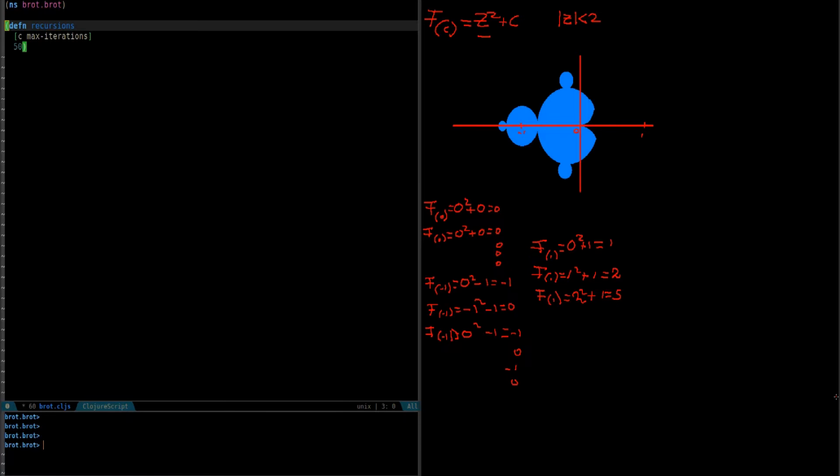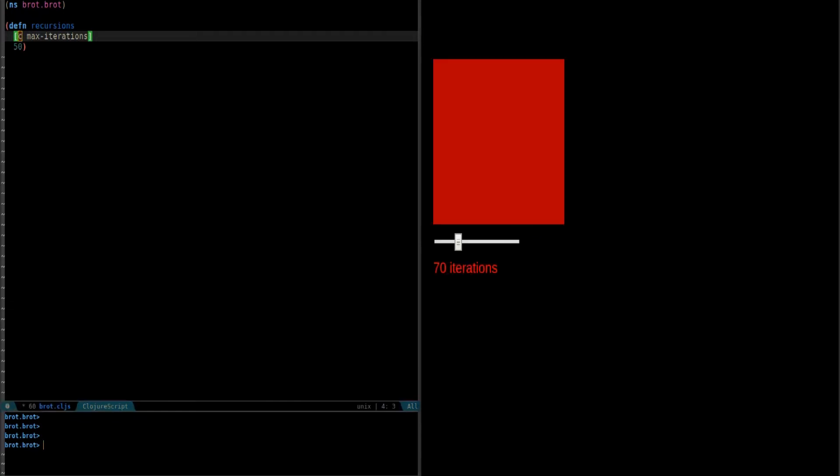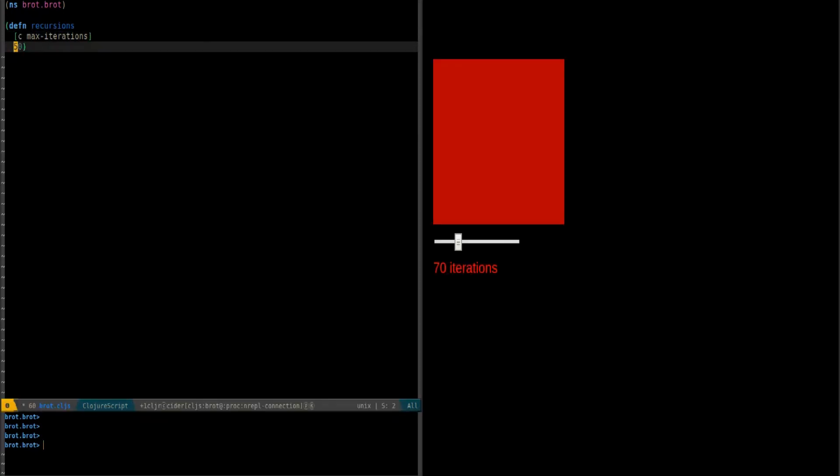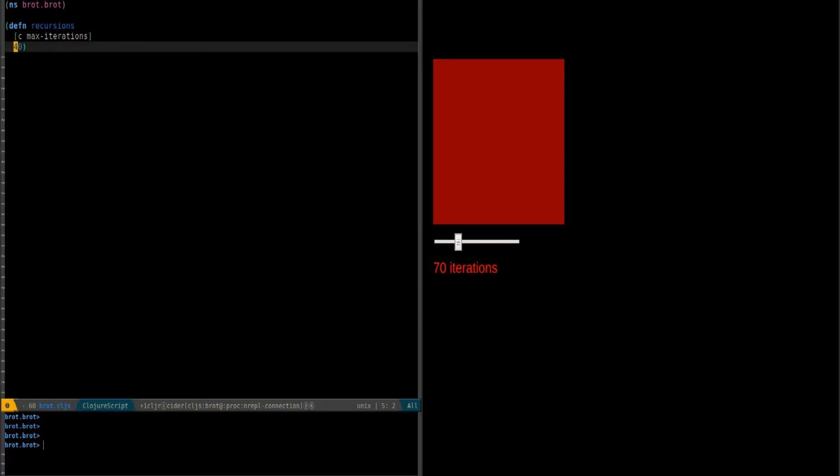Let's try to implement this in Clojure. I have already defined a function, recursions, that takes a complex number, c, and decides the shade of red that point makes on a 2D map. It is less red for a lesser value and more red for a bigger value.